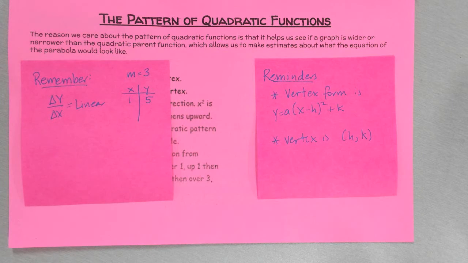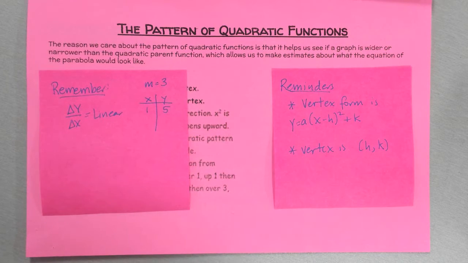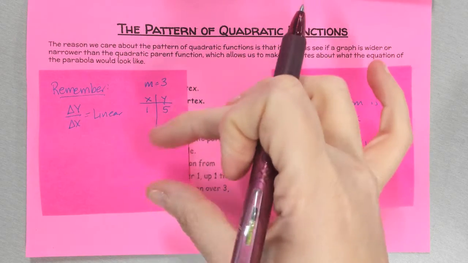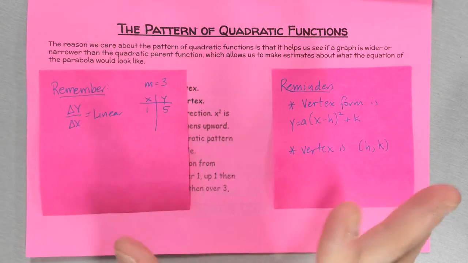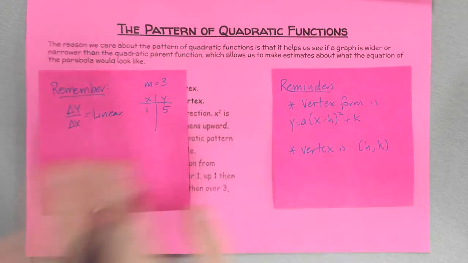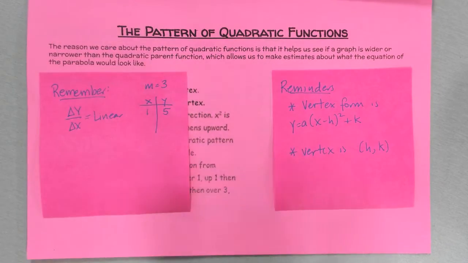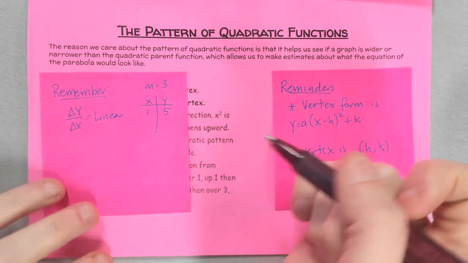So we're about to start transformations, and in order for us to understand certain changes to the quadratic function, whether it's been stretched or compressed either vertically or horizontally, we have to know what the quadratic parent function looks like. So we're actually just going to look at the pattern of the quadratic function. It's not going to be a ton of notes. It's just something that we need to know in order for us to fully explore transformations.